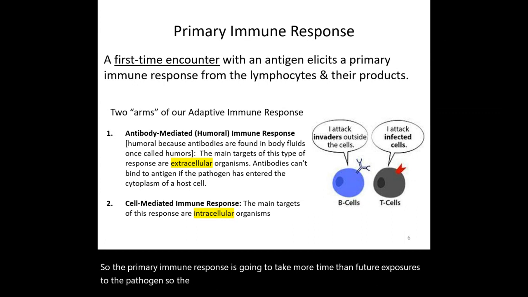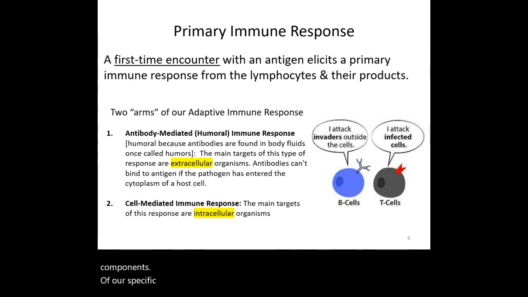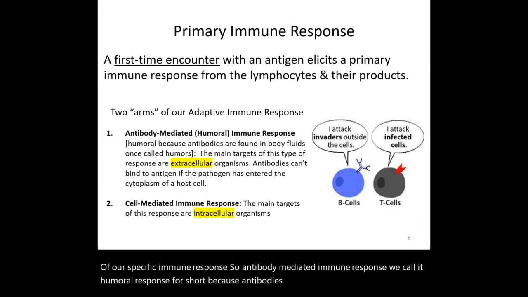So the two arms or two branches of our adaptive immune response are the humoral response and the cellular response. We're going to talk about these separately because they're two very different components of our specific immune response. Number one, the antibody-mediated immune response, we call it the humoral response for short, because antibodies are found in body fluids, once called humors. And then number two, the cell-mediated immune response, we normally just call that the cellular immune response.